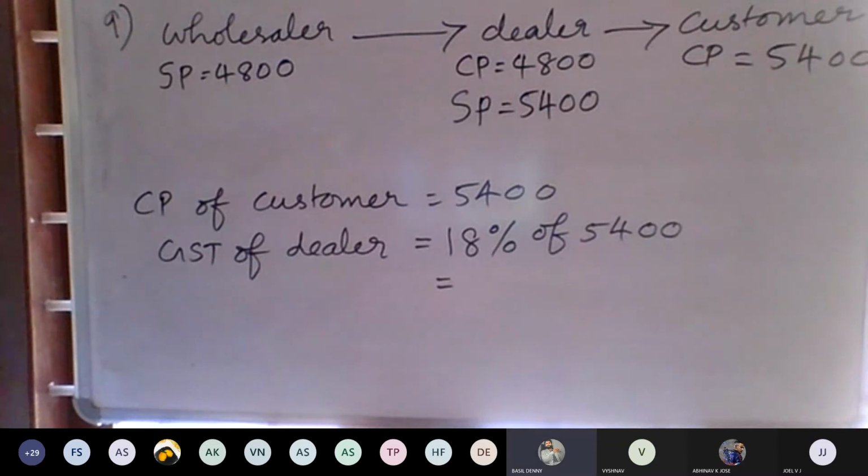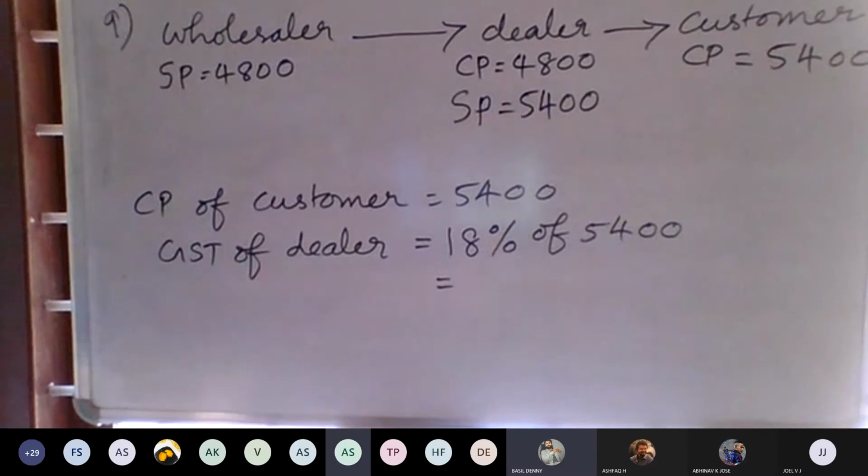And 174. 18 by 100 into 5,400 is what? 97,200. So 972.